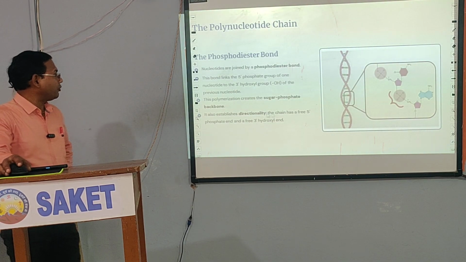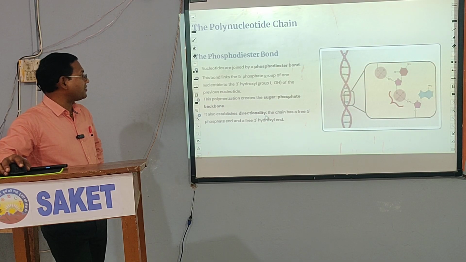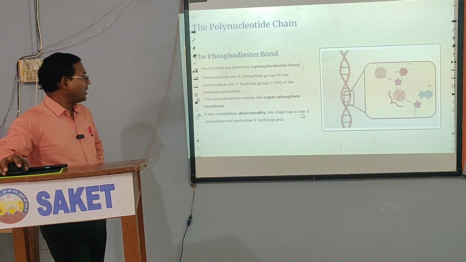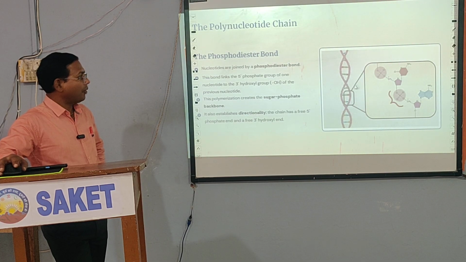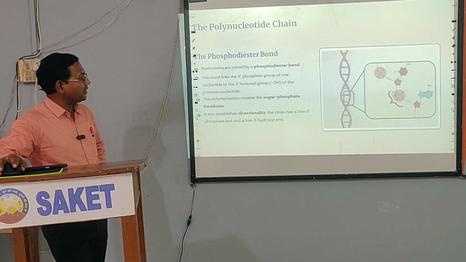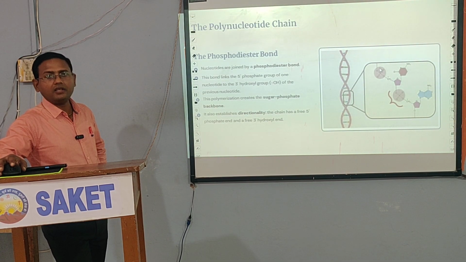And it also establishes the directionality of the chain. It has a free 5' phosphate and a 3' hydroxyl group. Like we have seen here, this is the phosphate group, it is free here, and this is the third position of the deoxyribose, where this hydroxyl group is free for upcoming nucleotides. So this end of the polynucleotide chain is known as the 3' end, and this end will be known as the 5' end of the polynucleotide.